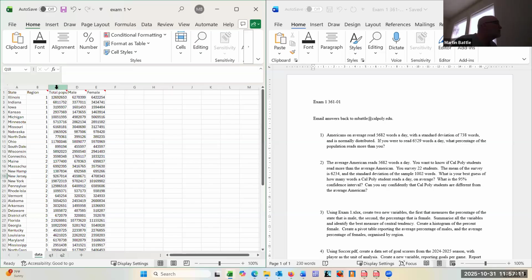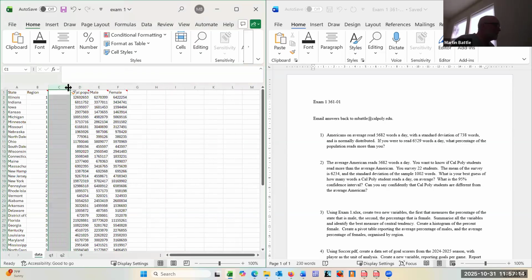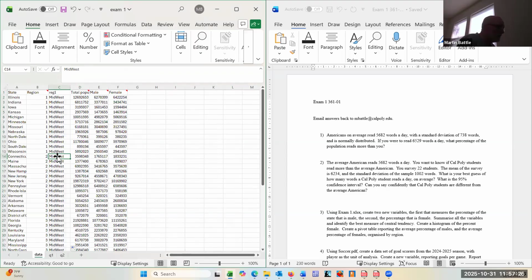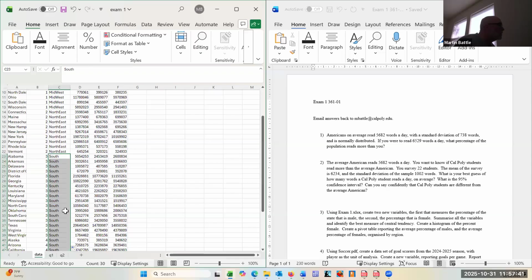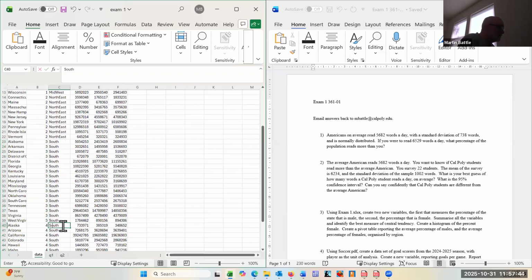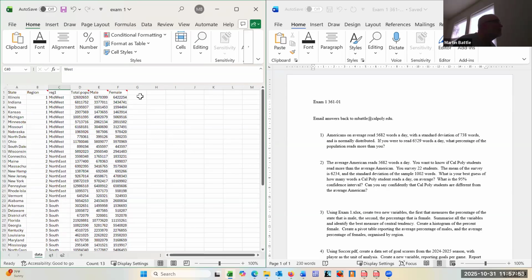All right. So the first thing I'm going to do is create region 1, and this is going to be Midwest. This is Northeast. This is South. And this is West. That's just going to make the pivot table look better. There are other ways of doing it, but I'm just going to do it very quickly. Now I'm going to create my new variable.